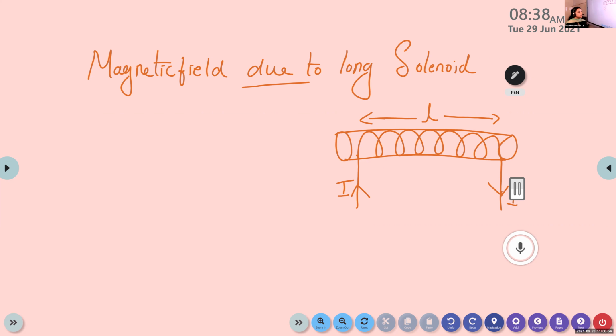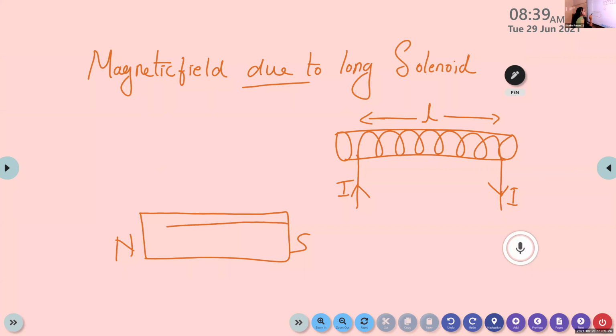solenoid. So in our last class, we already said that whenever current passes through the solenoid, it behaves like a magnet, or it produces a magnetic field. And the magnetic field produced by the solenoid is exactly similar to that of a bar magnet. In the case of a bar magnet, we know that it possesses two poles. One is the north pole and the other is the south pole.